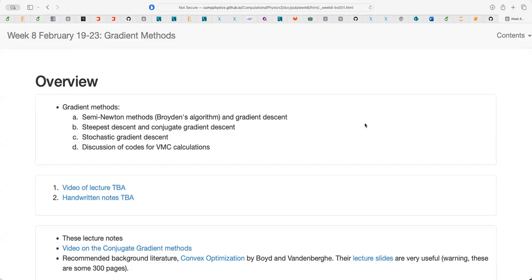Welcome back. The topic this week is a continuation of where we were last week. The idea is to go a little bit deeper into some of the more popular methods for finding roots of functions. In our case, the root of the function is going to be the gradients of the energy which we're calculating. We want to find the gradients of the energy as a function of the variational parameters.